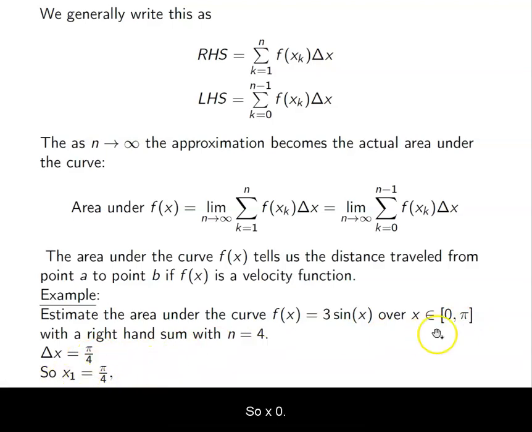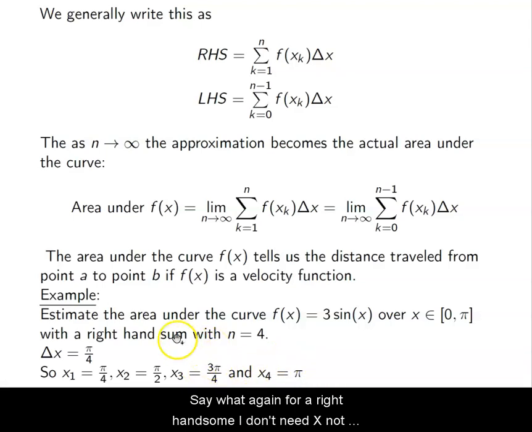So x0 is 0, but I'm doing a right-hand sum, so I don't need x equals 0. I need x equals 1 first. So my 5 values are 0, x1 of pi over 4, x2 is pi over 2, 3 pi over 4, and pi. But again, for a right-hand sum, I don't need x0 equals 0 because that gives me the left-hand side of the first rectangle, and I don't need that for a right-hand sum. So these are the x values that I need.